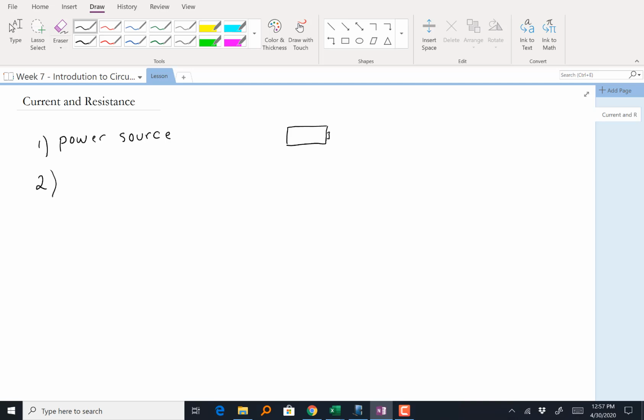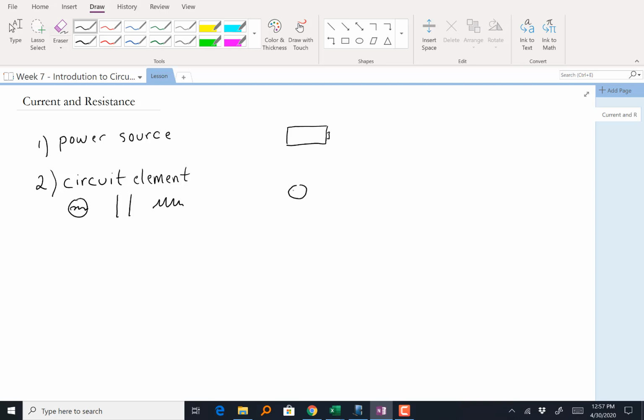Second, I need some sort of circuit element. I need to put something else into this circuit. So this can be a few different things. This could be, for example, a light bulb. This could be a capacitor, a parallel plate capacitor. Or what we're going to be talking about a little bit later today, something called a resistor. Right, and any of these circuit elements or some combination of them we can put into our circuit in order to make it do things, like for example light up a light bulb.